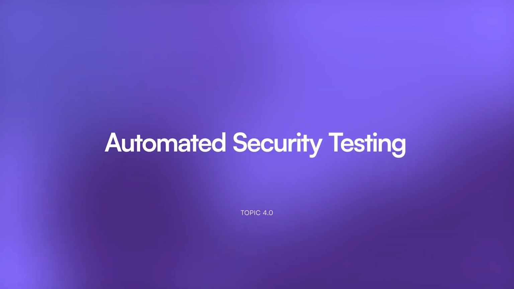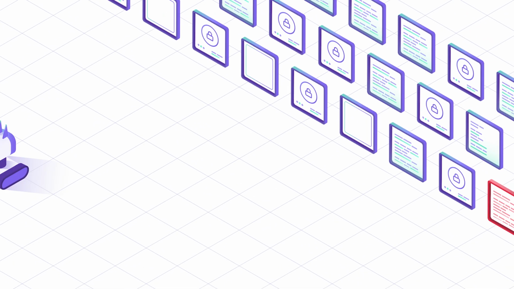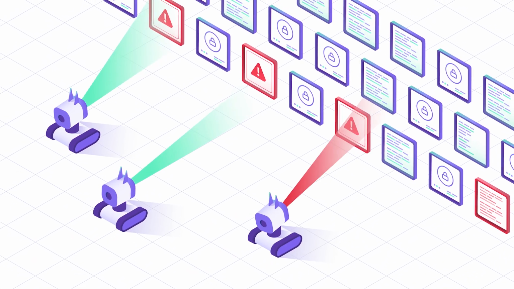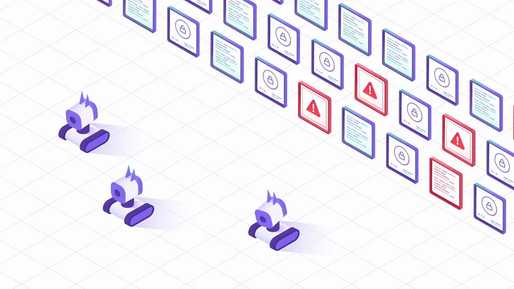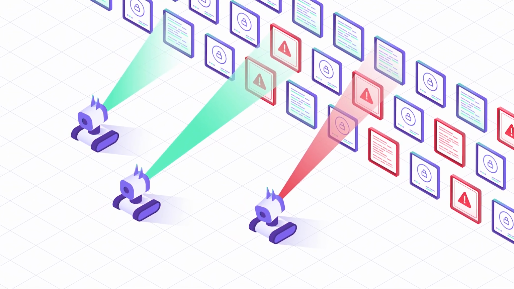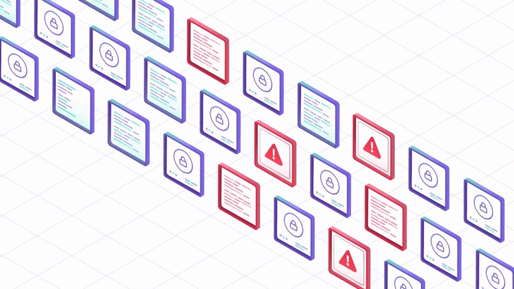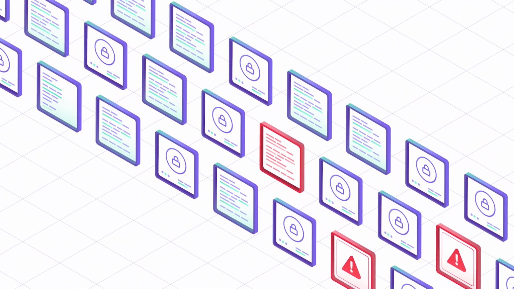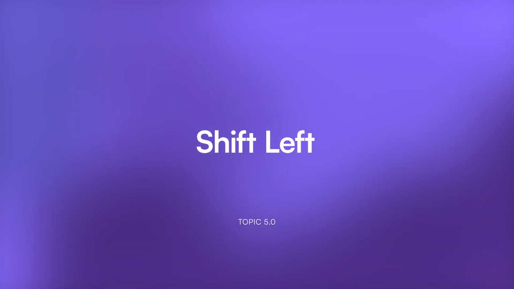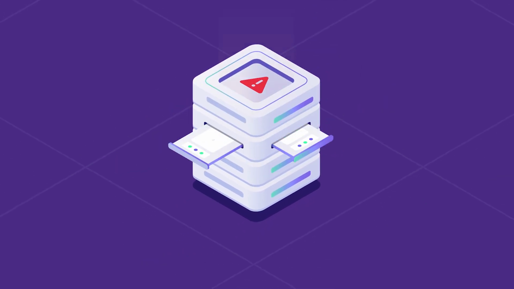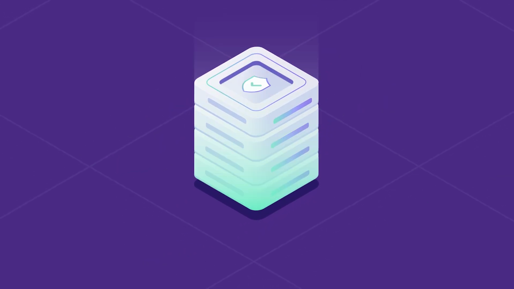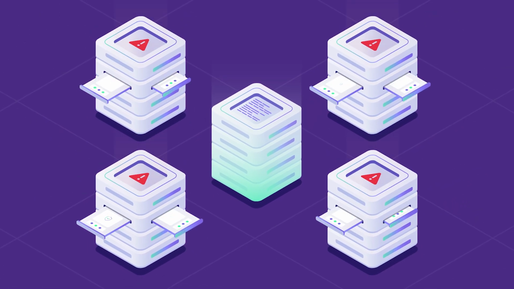Automated security testing. Automated security testing tools act as digital watchdogs, scanning code for vulnerabilities, misconfigurations, and potential threats. This proactive approach mitigates security risks early in the development lifecycle. Shift left. DevSecOps advocates for early security integration in the development process, minimizing vulnerabilities before they become entrenched.